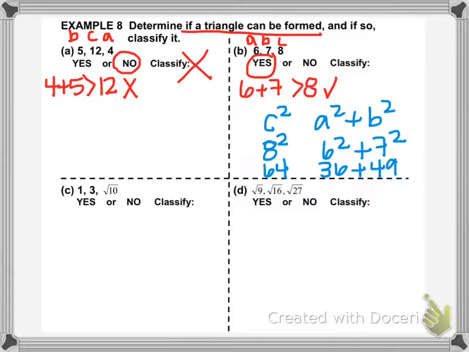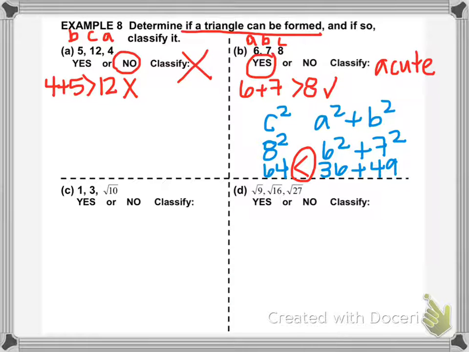Well, 64 is definitely smaller than 36 plus 49. So I want a less than symbol here. This less than indicates that we have an acute triangle. And that's how that works.